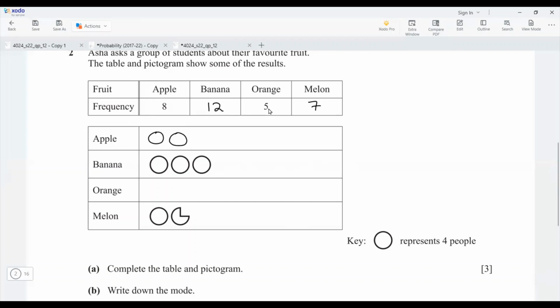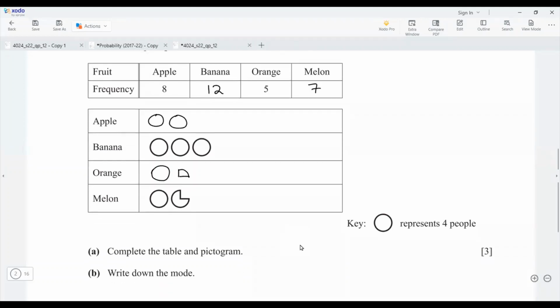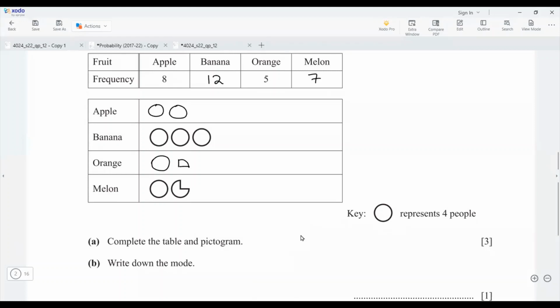How to represent 5 persons for oranges? 4 persons is to be represented as a complete circle, and 1 person is to be represented as 1/4 of the circle. So this is the complete information about this frequency table and as well as the pictogram. Moving ahead, what's the mode? We have to write down the mode. What is the exact figure?